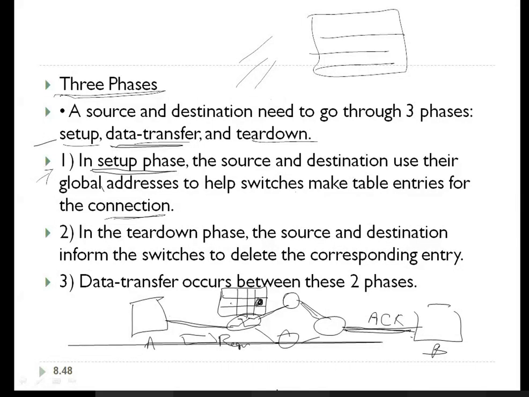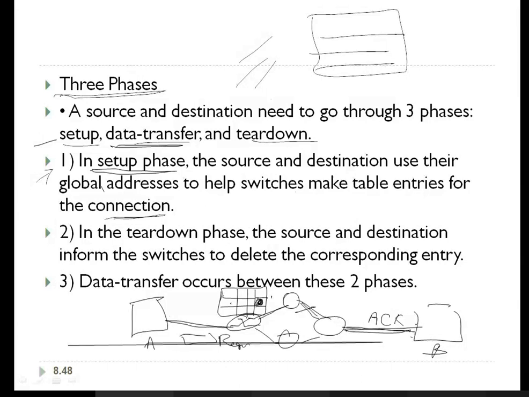During the setup phase, there will be two steps. One is the request from source to destination, and there is a response from B to A, which is called an acknowledgement. Once the acknowledgement is received at A, A can start sending the data, and it will look into the routing table, where it will get the complete information about where the data should go, either using this port or this way. Accordingly, the data is transmitted. That is data transfer.